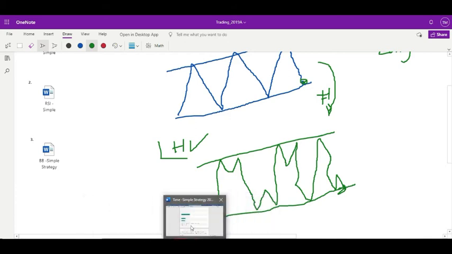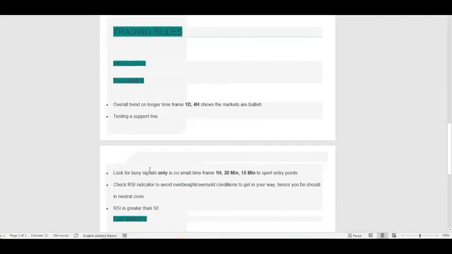So let's continue. Look for a buy signal only on a small time frame. You have seen that it's holding on the higher time frame, so you now look for a buy signal on a small time frame, whether it's 1 hour, 30 minutes, or 15, to support the entry points. You now need to press a button, right? So you look for good entries on a shorter time frame.